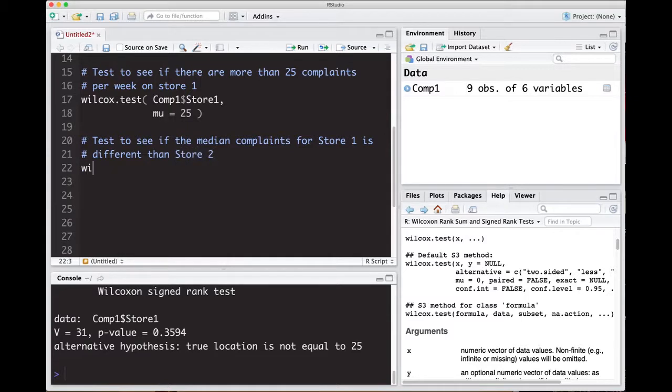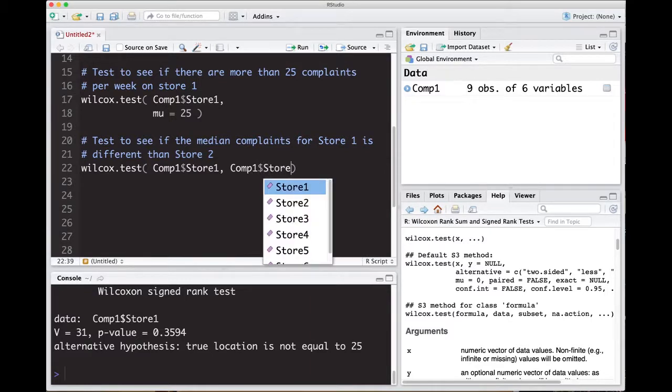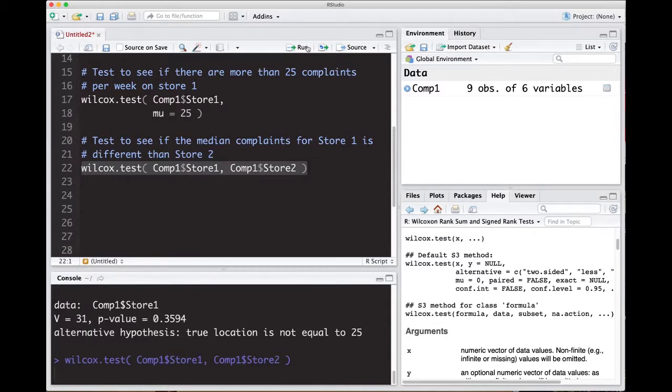So again, we're going to use the same thing, the Wilcoxon test. We're going to put in the two things now. So comp1 $ store, and then the second store, comp1 $ store. And remember, when we're comparing two groups, we're actually looking at their difference. So we're looking for the difference to be 0. Just keep that in mind. So we don't need to set mu. That's why I purposely brought up the help there, so that you can check this to make sure that you do the correct thing. So let's give this one a go.